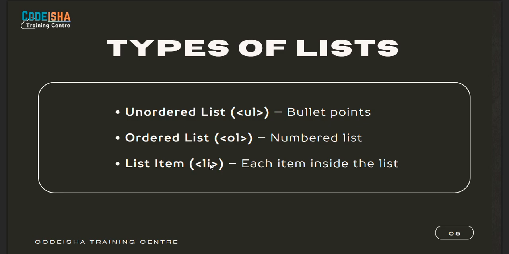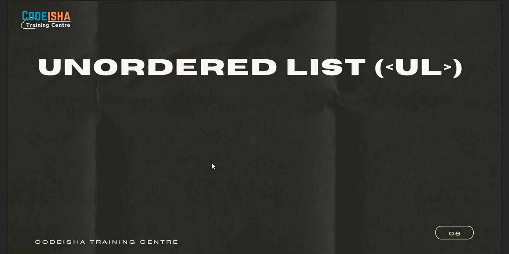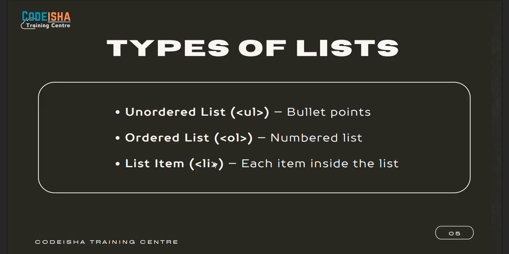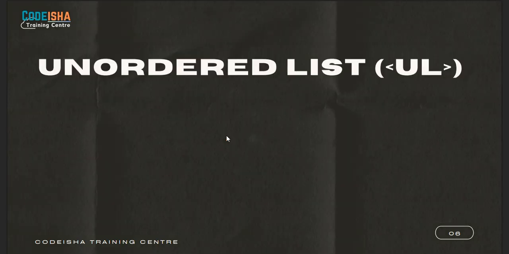Okay, whatever our content is there. Coming to the first of all, here are the three types of list, right? Now we will discuss the unordered list. Let's see what an unordered list is, why we use that, and how we can use the unordered list in HTML.